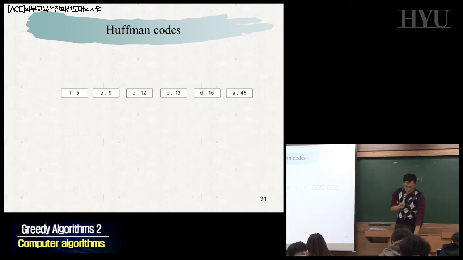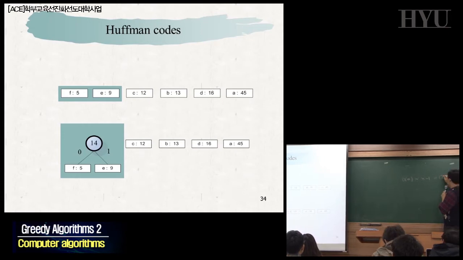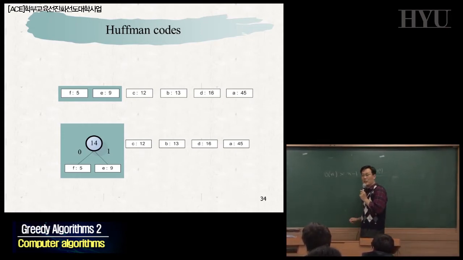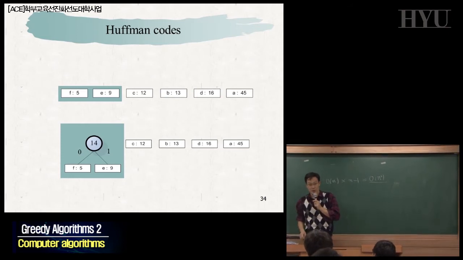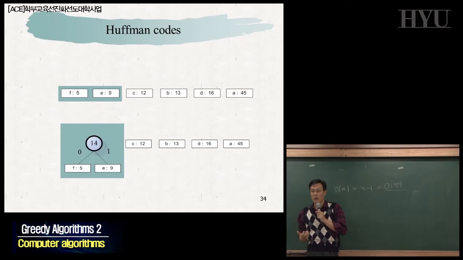So we do this repeatedly. How many times do we have to do this? 박근배. Yes. So there are n-1 iterations. So the total running time is big O of n squared if we use a straightforward approach. But if we use a heap, we can do it better.